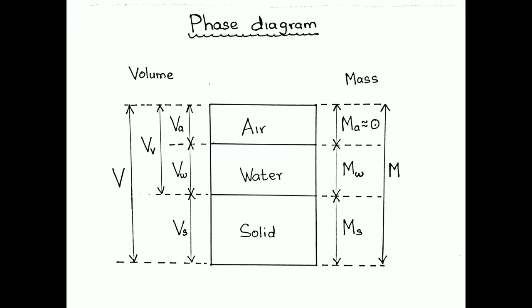This is a phase diagram. LHS is volume, RHS is mass, indicated in the diagram. Volume: VA volume of air, VW volume of water, VS volume of solid, VV volume of voids, V volume of total, that means total volume. MA mass of air, normally 0, MW mass of water, MS mass of solid, M total mass. This is called the phase diagram: air, water, solid.